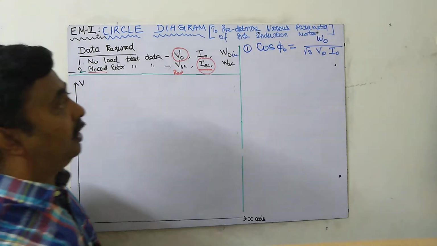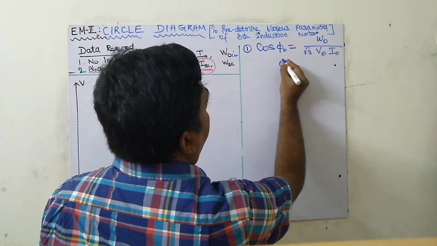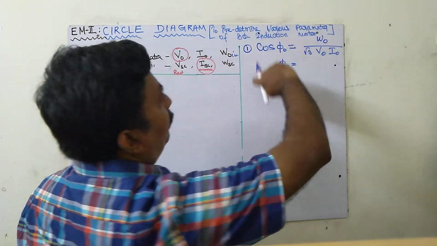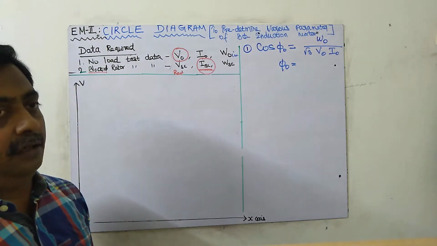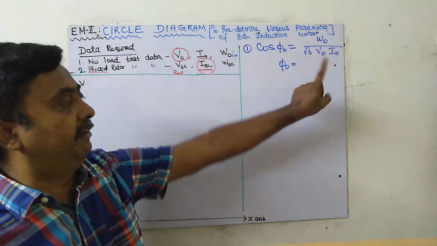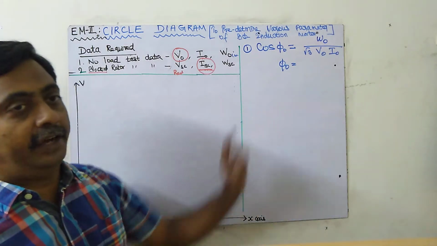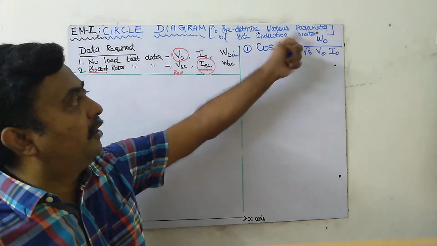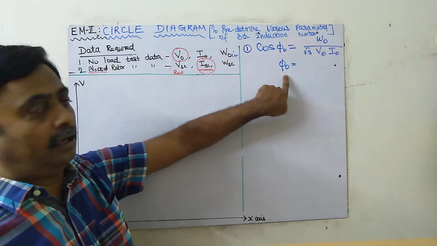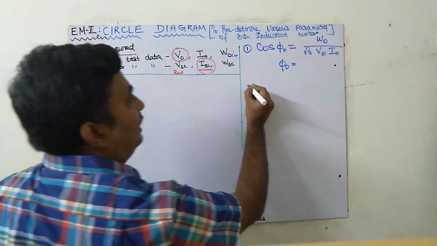From this cos phi naught we have to find the value of phi naught. If you put cos inverse we will get phi naught, in degrees. First we calculate cos phi naught, and from this if you put cos inverse we will get phi naught.